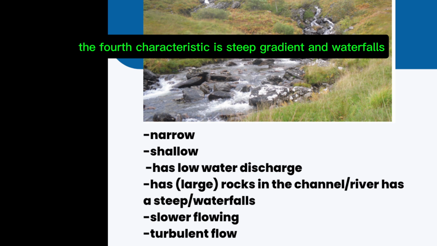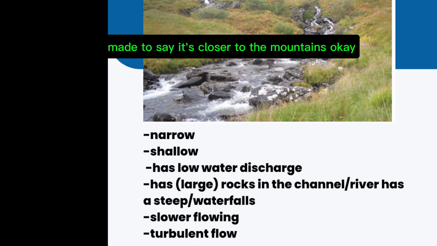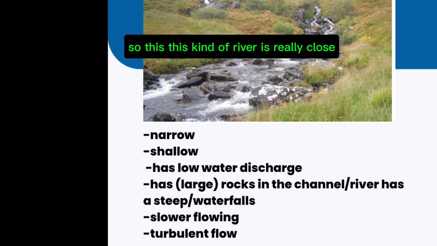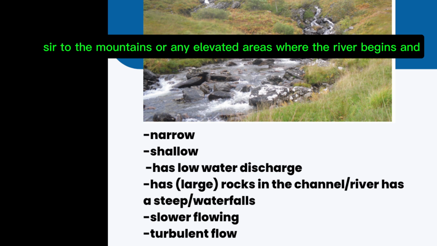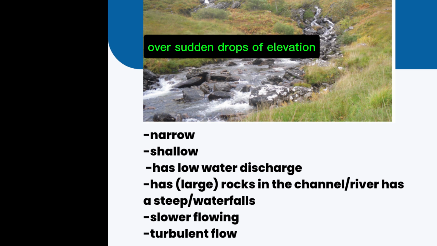The fourth characteristic is steep gradient and waterfalls. The upper course in figure 4.2 is characterized by a steep gradient, meaning it's closer to the mountains or elevated areas where the river begins. This steepness results in the formation of waterfalls and rapids, where the water plunges or flows turbulently over sudden drops in elevation.